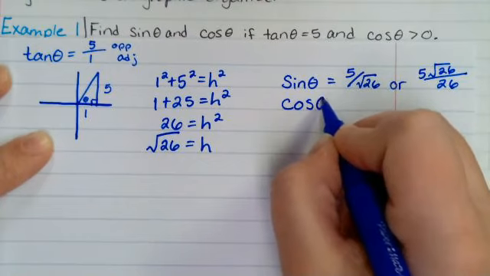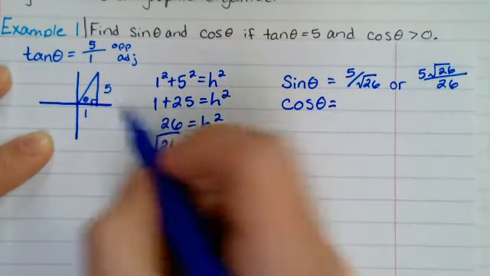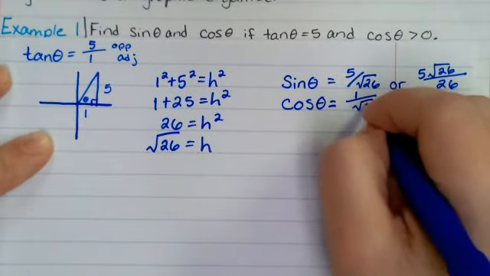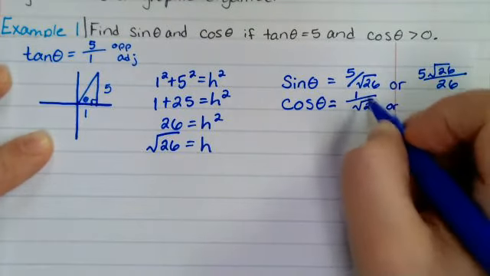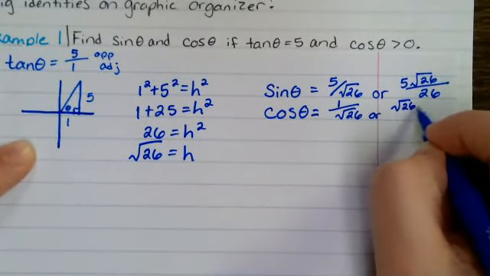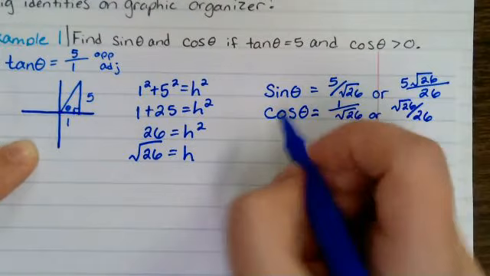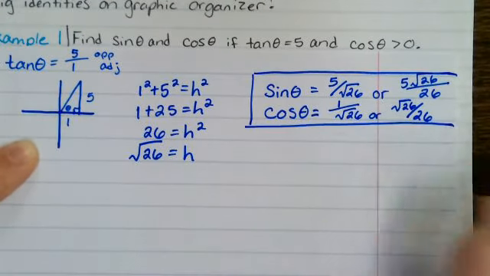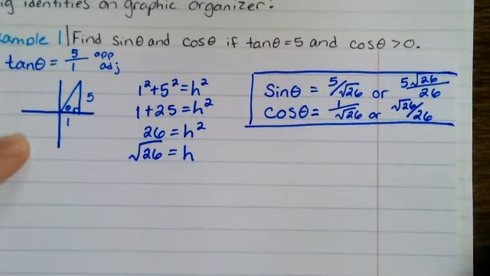Cosine, we're going to have a similar situation, except adjacent over hypotenuse. So 1 over the square root of 26. Again, if you multiply top and bottom by the square root of 26, it gives me square root 26 over 26. So either one, you can leave it rationalized or not. Either format is fine. Okay?